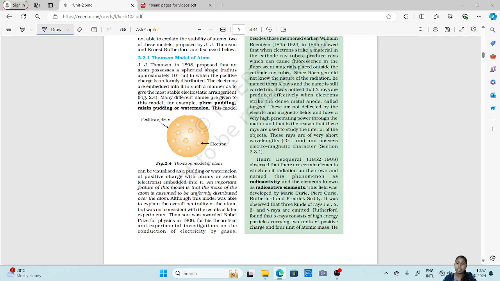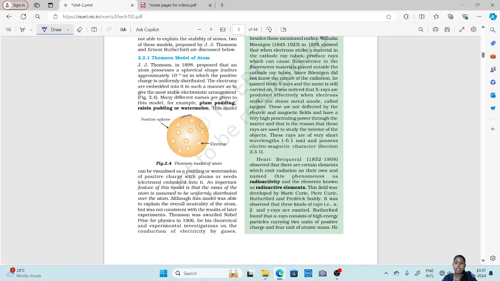Now what he said is that the protons, or the positive charge, is uniformly distributed. So this entire thing he considered to be positively charged, and the electrons, he said, are embedded or present inside this positively charged sphere, so that there is a stable electrostatic arrangement. That means there is a stable positive and negative charge arrangement present. So this is what he has mentioned.